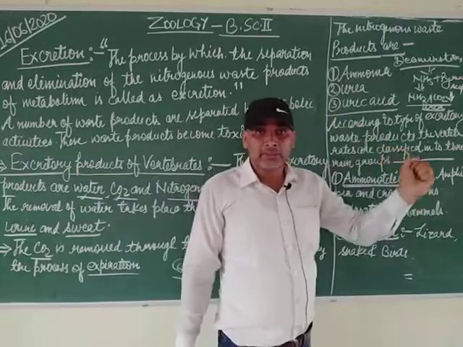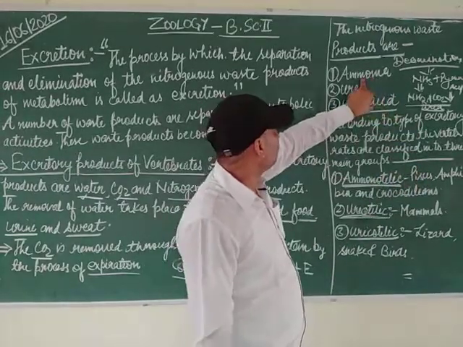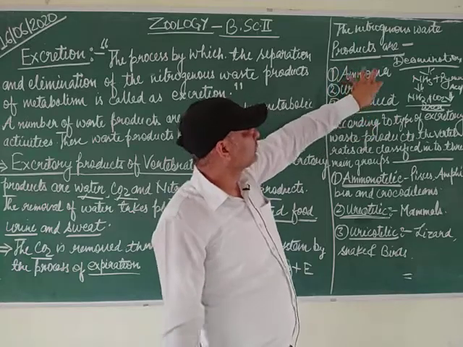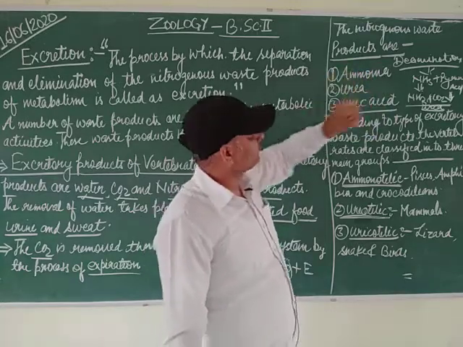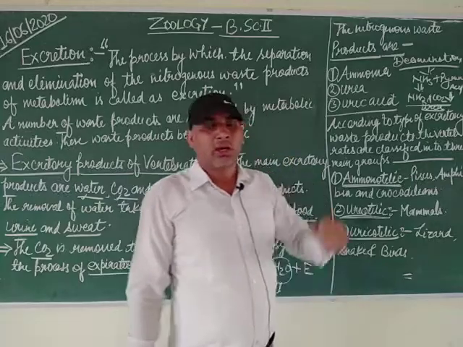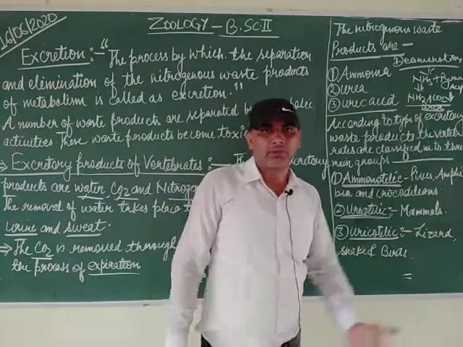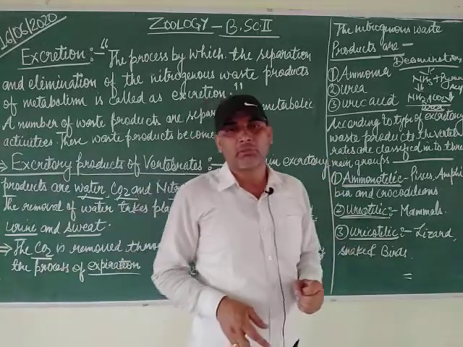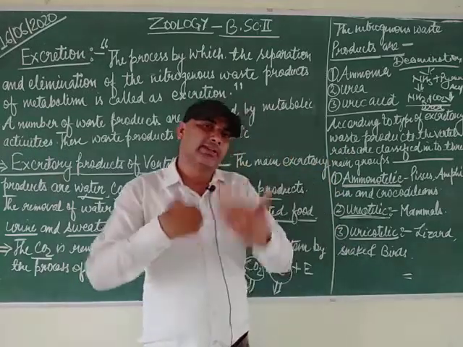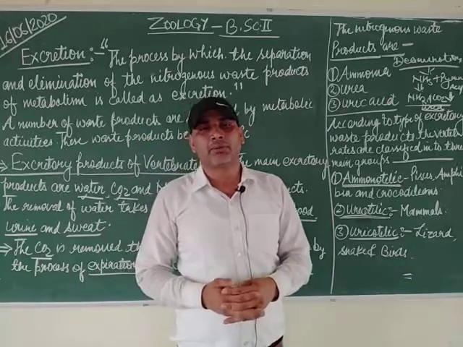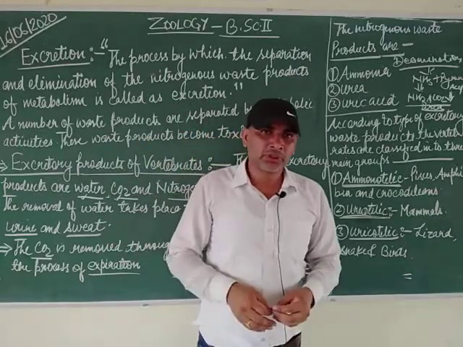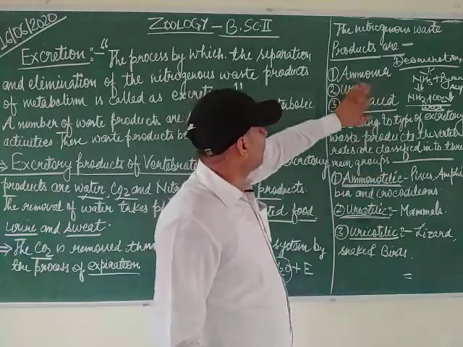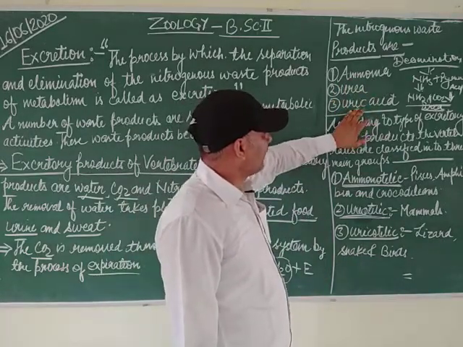First, we know that ammonia, urea and uric acid are the nitrogenous waste materials, and these form during metabolism: deamination, urea formation and uric acid formation. So different kinds of metabolic processes are going on, and there are three kinds of nitrogenous waste material: ammonia, urea and uric acid.